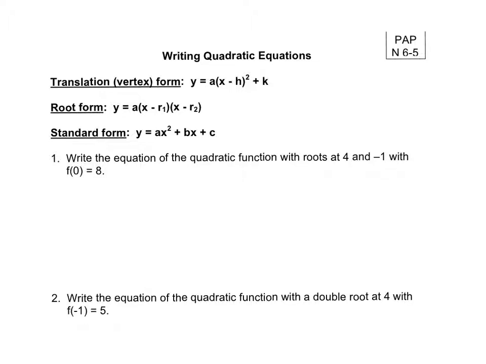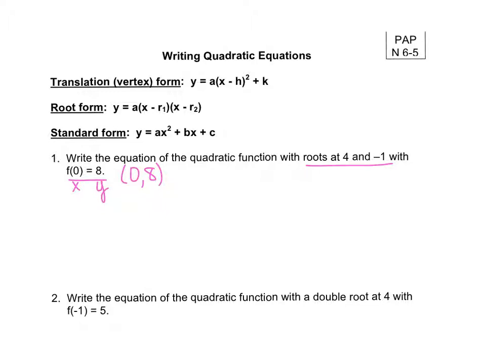All right, so let's look at number 1. So it says, write the equation of the quadratic function with roots at 4 and -1 with f of 0 equaling 8. So that f of 0 equals 8. That means when x is 0, your y is 8. So that ordered pair would be (0, 8).